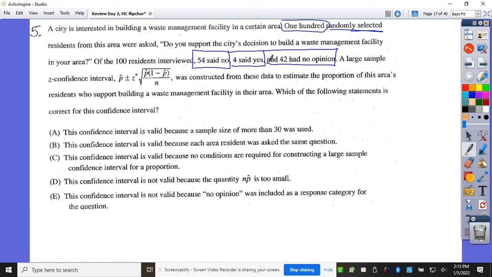A large sample Z confidence interval, so we're using a 1 proportion Z interval, was constructed from these data to estimate the proportion of this area's residents who support building a waste management facility in their area. Which of the following statements is correct for this confidence interval? A says this confidence interval is valid because a sample of more than 30 was used.